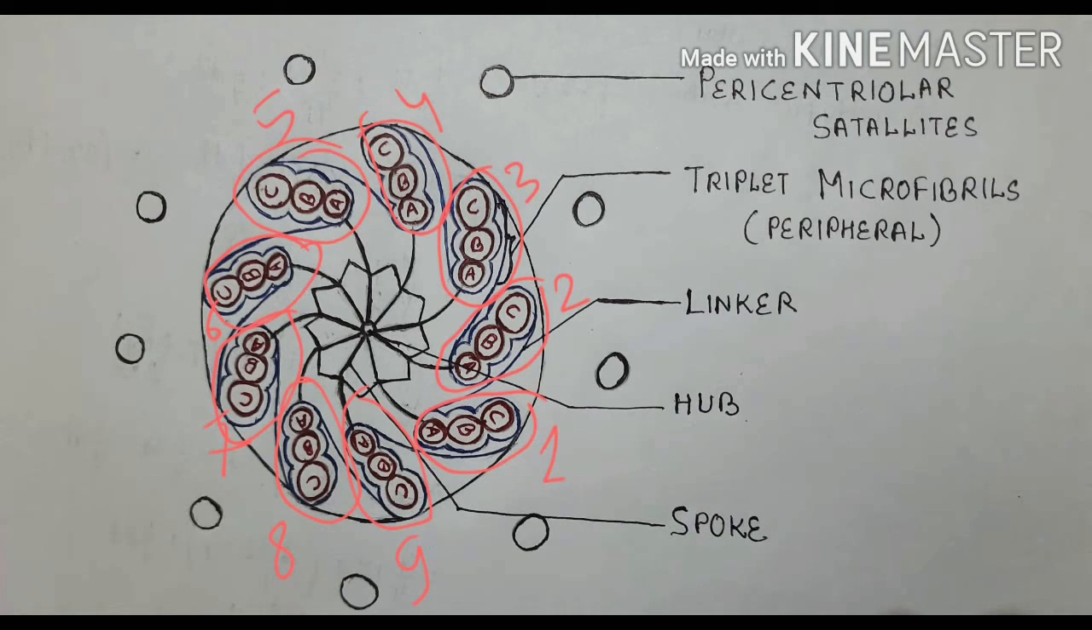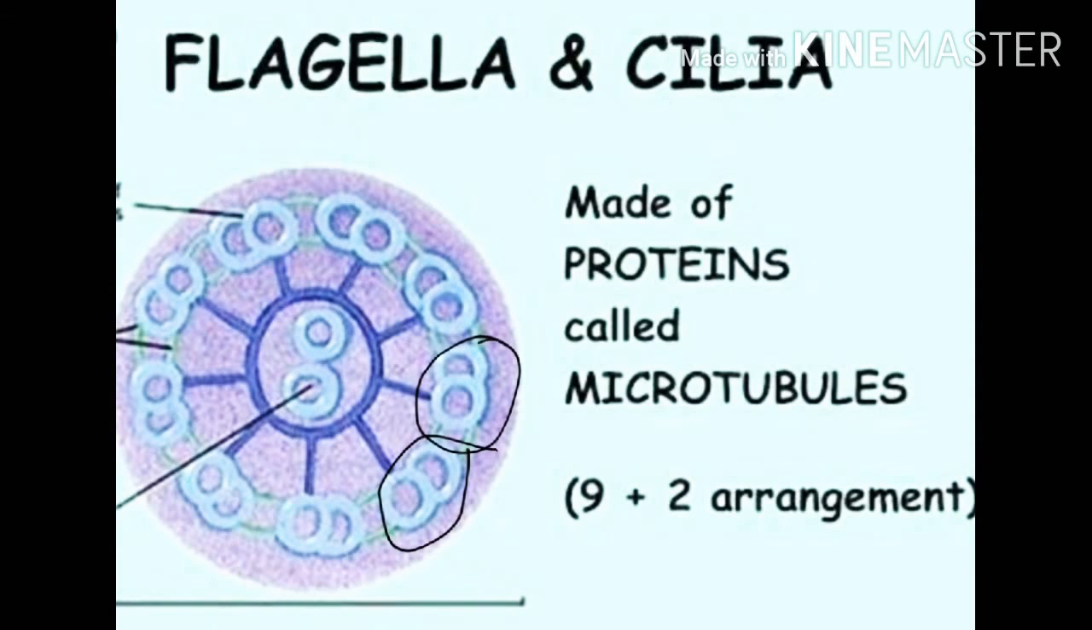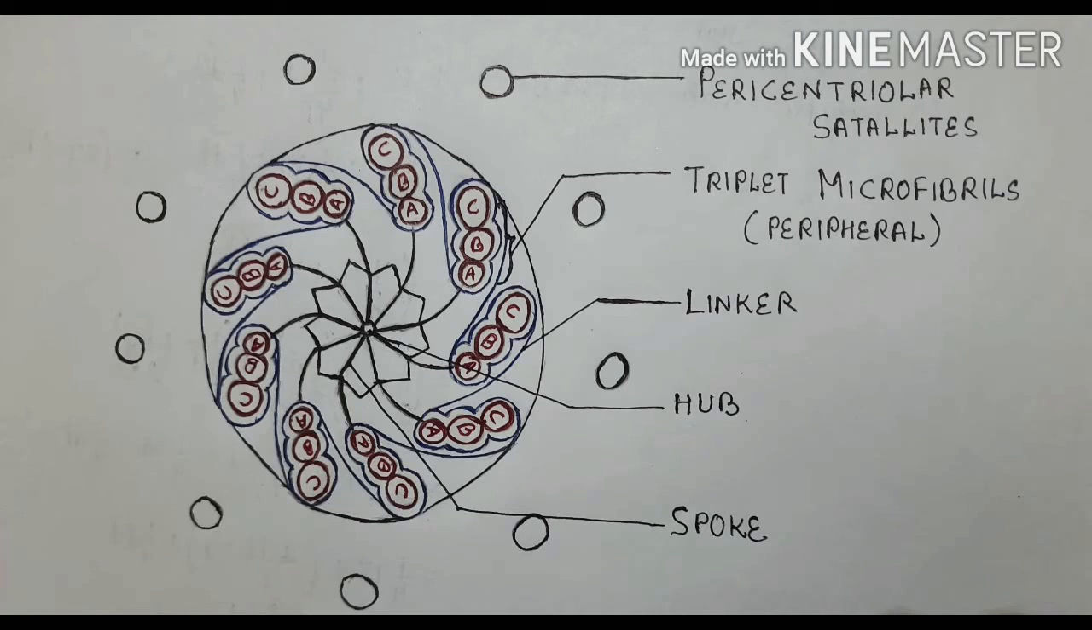But there is one difference. In flagella and cilia there were 9 peripheral doublet fibrils, but you can see in the diagram of the centriole that it contains 9 peripheral triplet fibrils. From outside to inside, these 9 peripheral triplet subfibrils are named C, B and A, as you can see in the diagram.